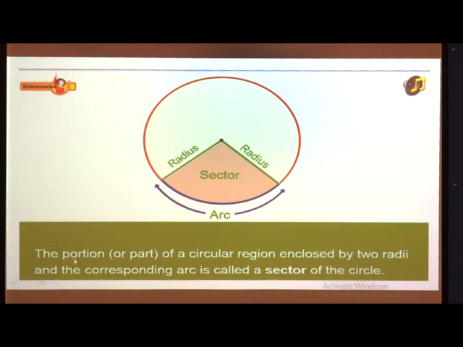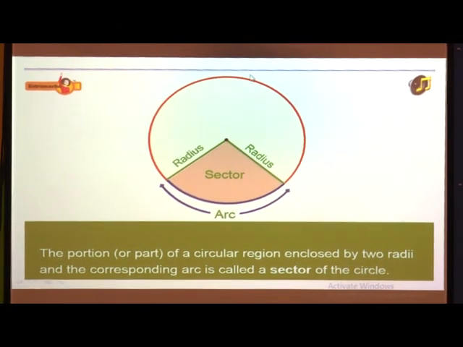Now you can see the part of a circular region enclosed by two radii and the corresponding arc is called a sector of a circle. This is one radius and this is the other radius. The area we can see here is called the sector and this is called the arc. In the same way, this is the minor sector and this is the major sector. Likewise, this is the minor arc and this is the major arc.